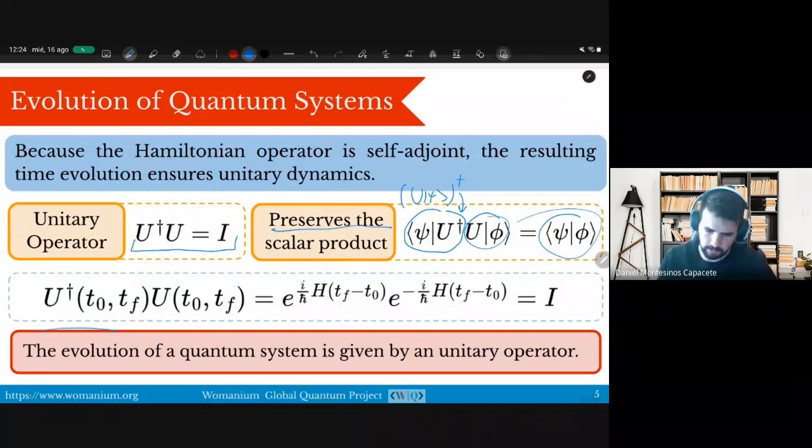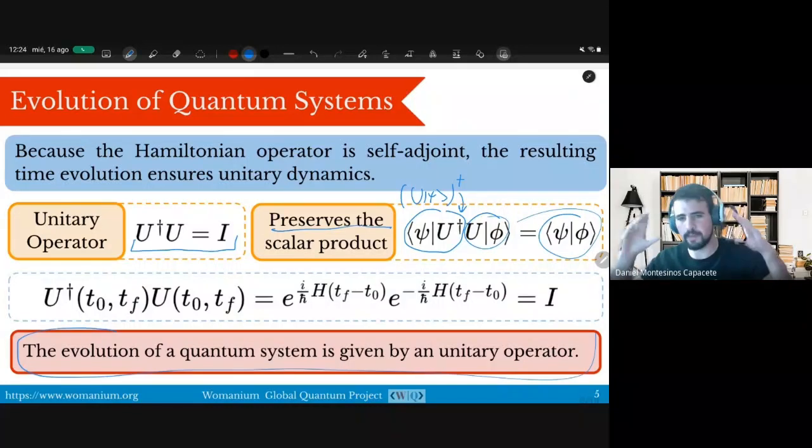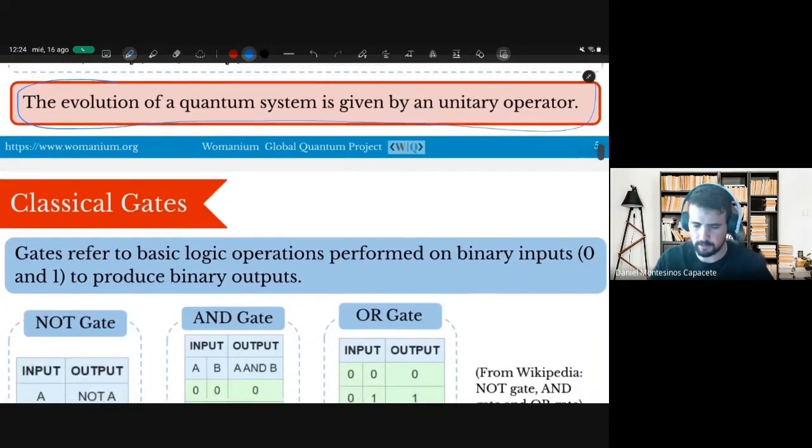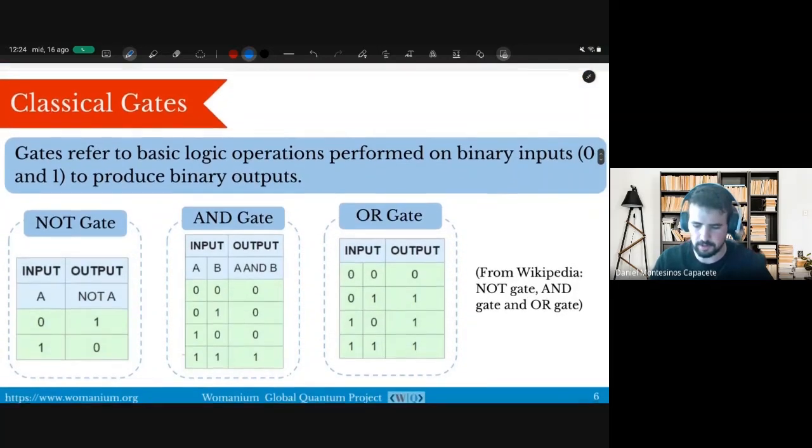So at the end, the important idea that I wanted to talk about is that the evolution of a quantum system is given by a unitary operator. I mean, this is a unitary evolution in time. And this is going to be important for quantum circuits. So let's now move a little into classical gates.